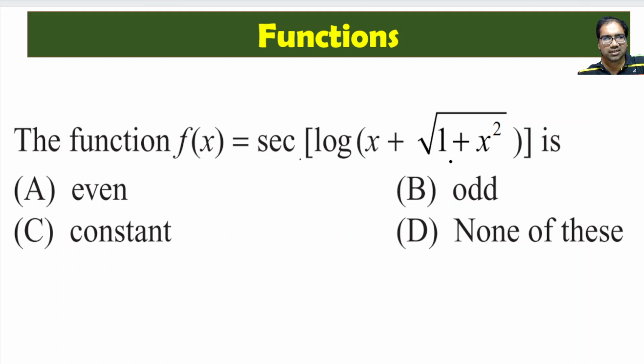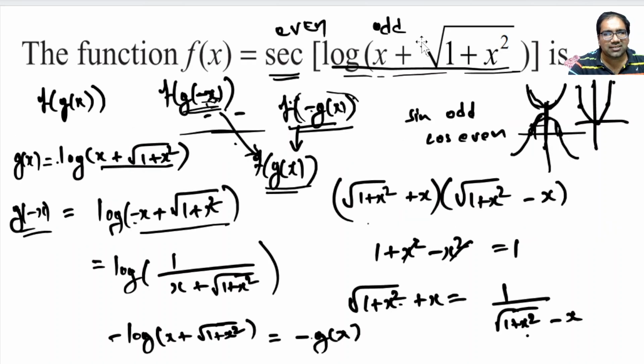Secant is even, inside one is odd. So net, the overall function is even. Right, guys? Little trick here is to recognize this x plus under root 1 plus x square. This is nothing but 1 by minus of minus x plus under root 1 plus x square. Right, guys? So understanding that this is an odd function is very important in this case. Thank you.